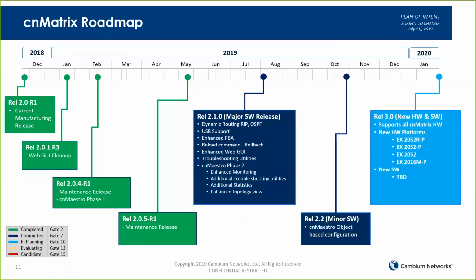And then the next big release is 3.0. That's coming out in the January timeframe. And this is where we're going to provide more software capabilities, but more importantly, some new hardware platforms. A 48-port switch, as well as a multi-gig port switch as well. And I'll go into details on those in just a minute.